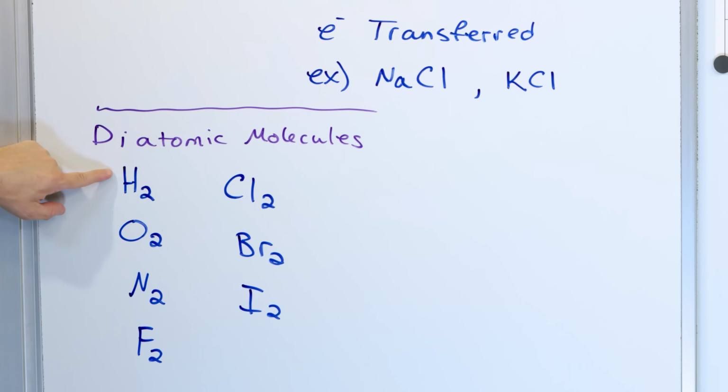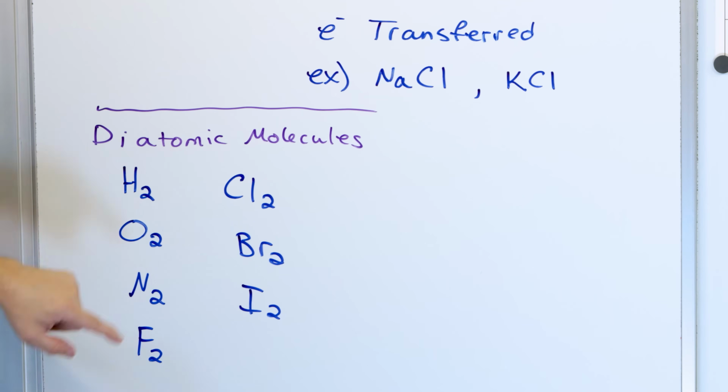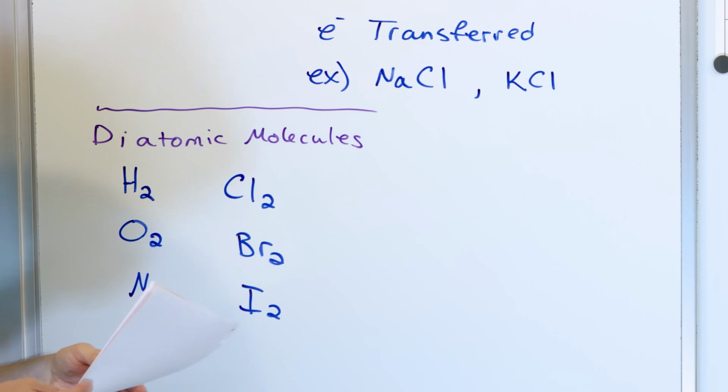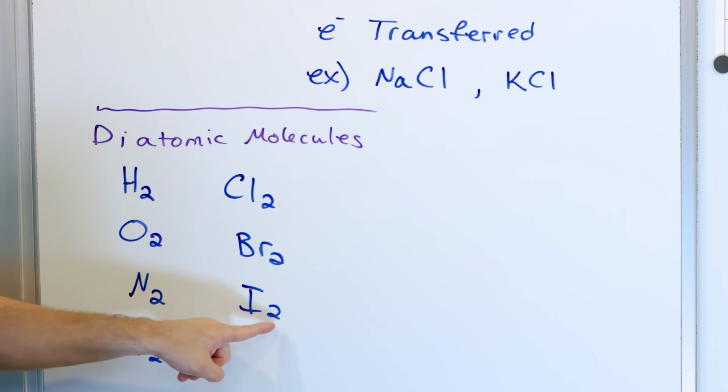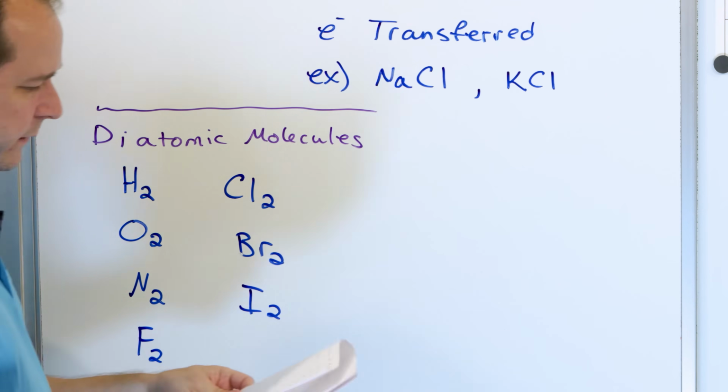We call it a hydrogen molecule. We call it a chlorine molecule. We call it an iodine molecule, and so on and so forth. And again, these numbers down here, this is the number of atoms: 2 iodines, 2 bromines, and so on.